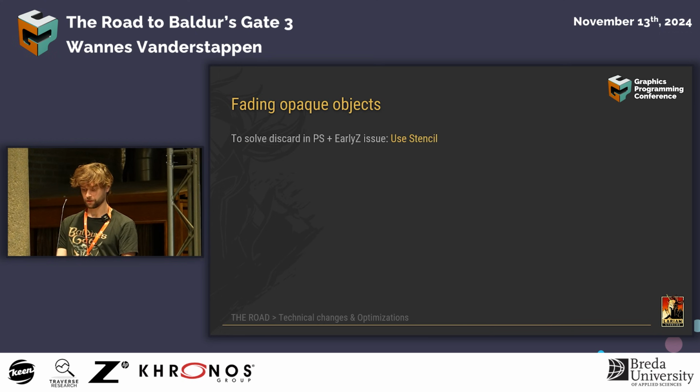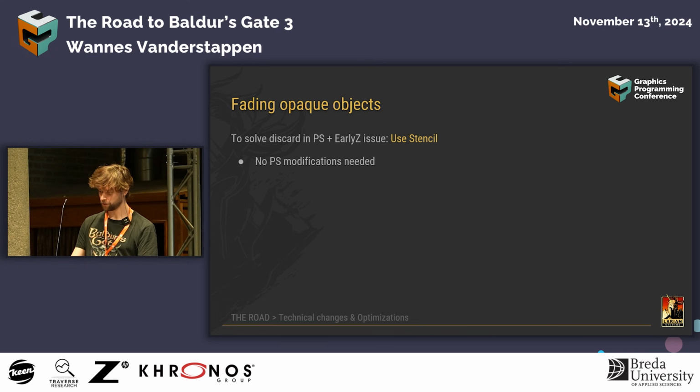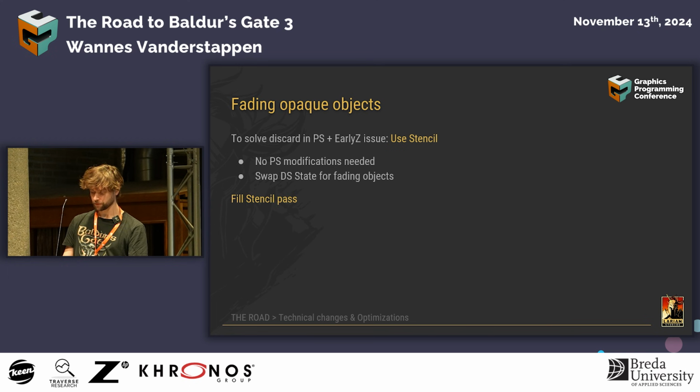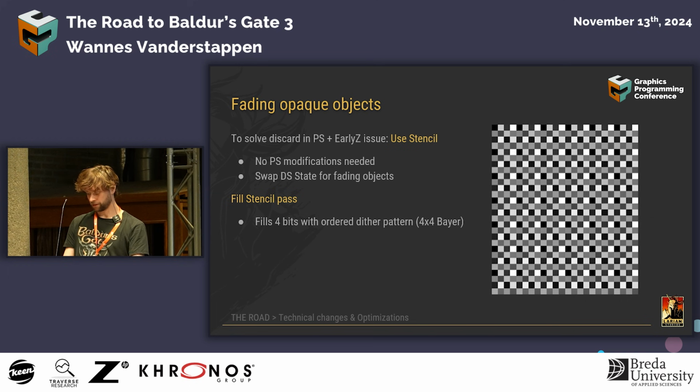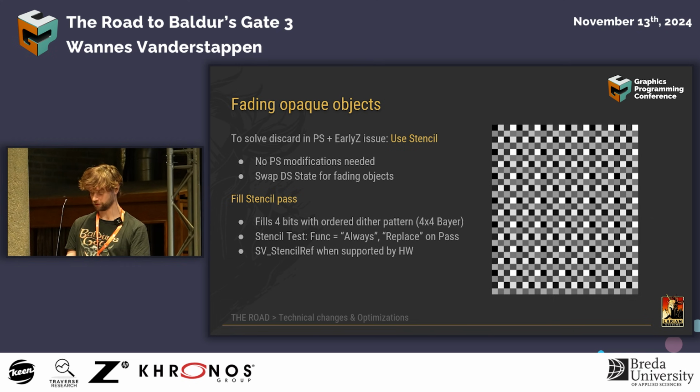So to solve this early Z issue, we use the stencil buffer. There's no pixel shader modifications needed anymore. And we can just swap the depth stencil state for fading objects. So we had different PSOs for these saved in our cache. And so we have a fill stencil pass that fills the stencil buffer with a 4-bit ordered dither pattern, like you can see here. For this we set the stencil function to always and replace on pass. So it just fills it up with the stencil ref value. For this we use the SV stencil ref on the hardware that supports it. And as a fallback, we do one draw for each bit that we want to raise, and the pixel shader then clips based on the pattern.